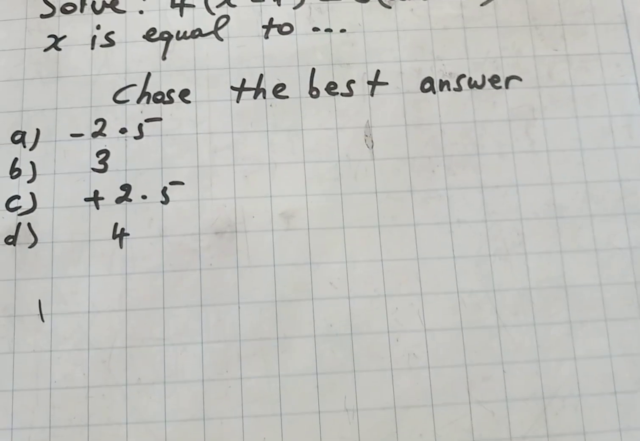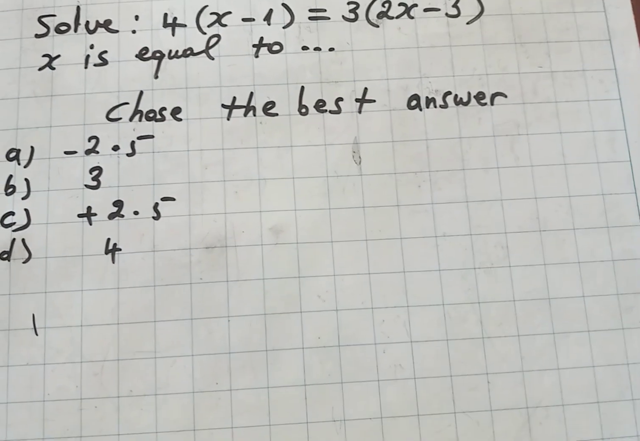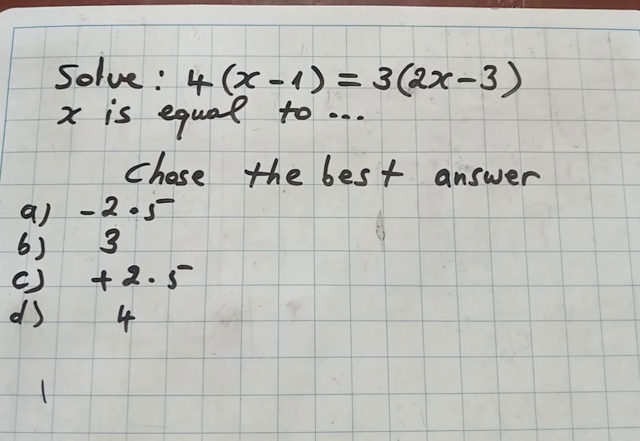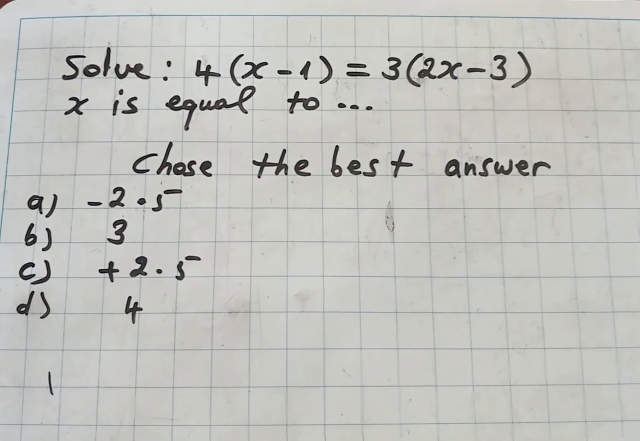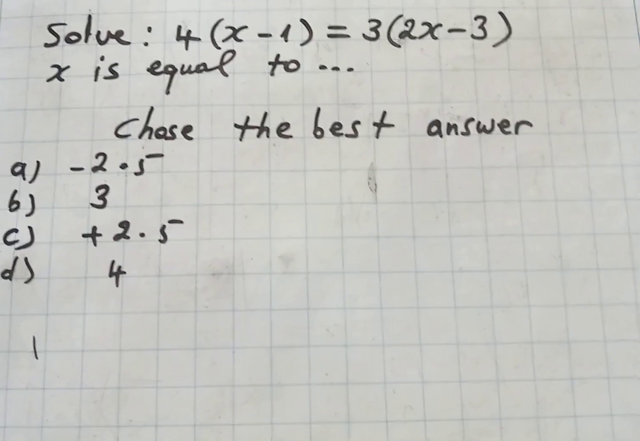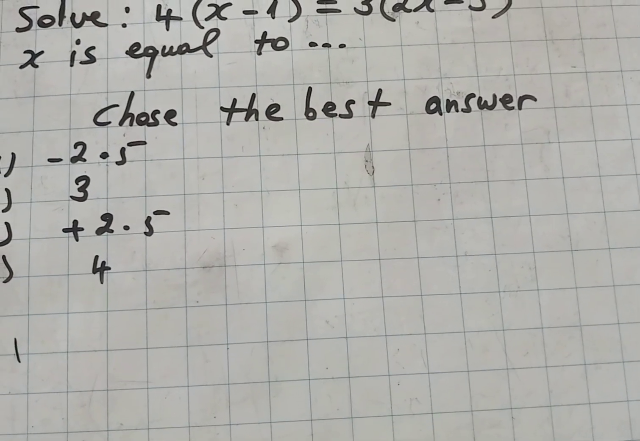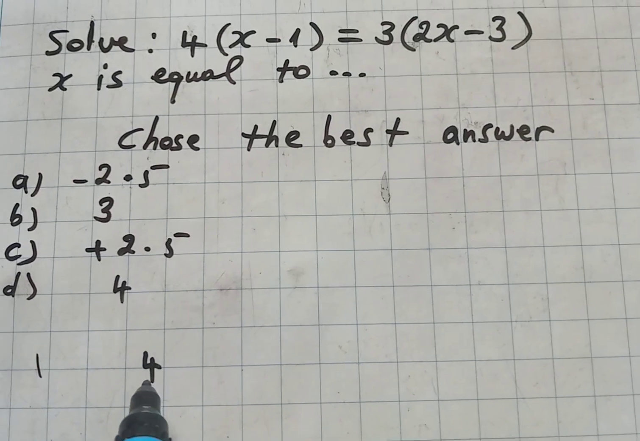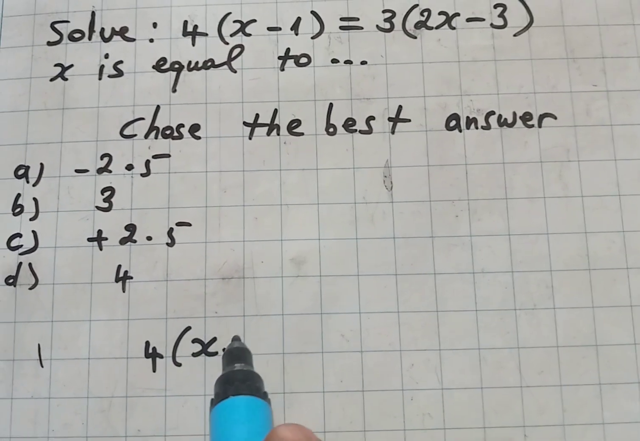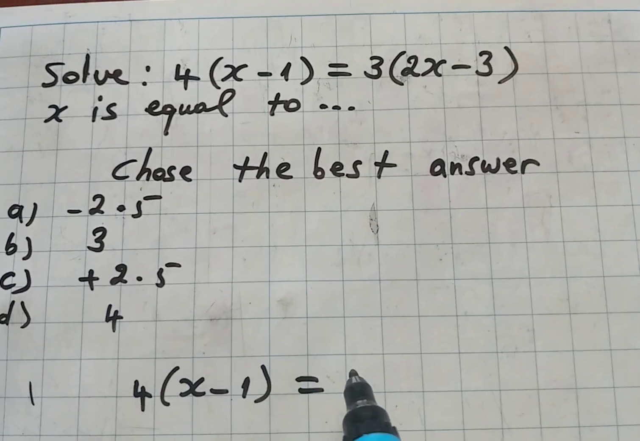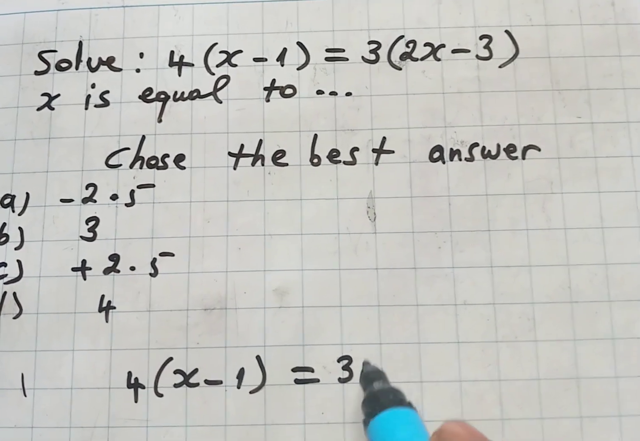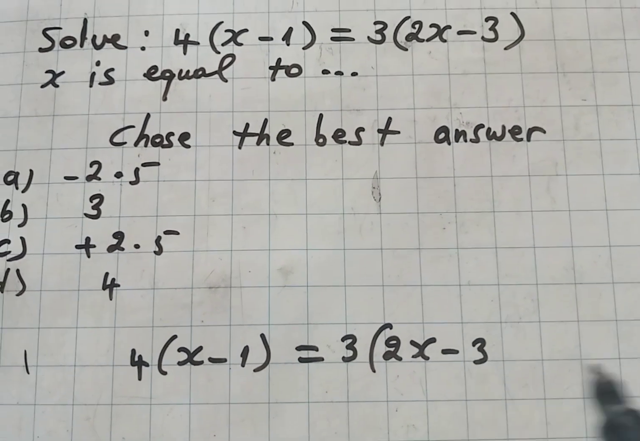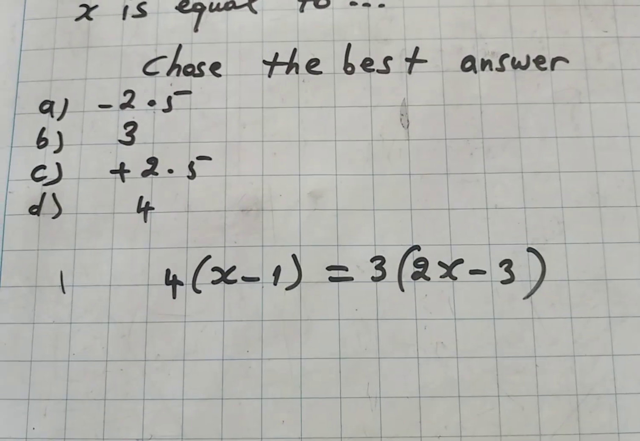So now, before choosing the best answer, of course we need to solve the equation to check which answer among those given is correct, right? Let us check. Here we have 4(x - 1) which is equal to 3(2x - 3).